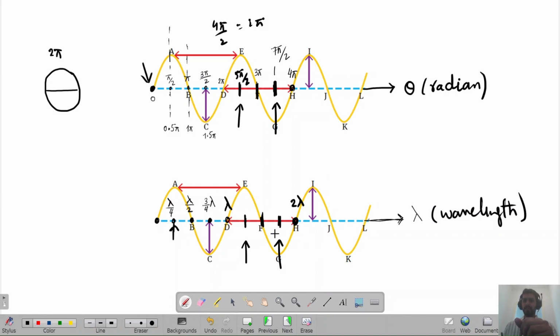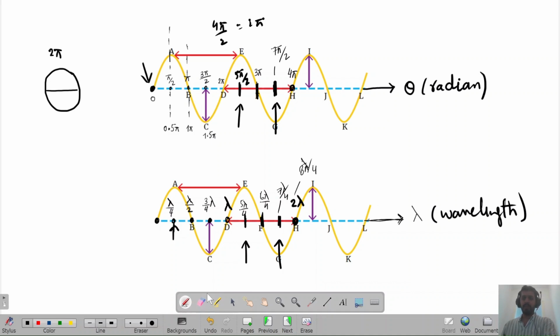Similarly here, the pattern for wavelength is lambda over 4. The next one must be 2 lambda over 4, but when you simplify it, you get lambda over 2. Then 3 lambda over 4, 4 lambda over 4, the 4's get cancelled, you get lambda. This point must be 5 lambda over 4. This must be 6 lambda over 4. This must be 7 lambda over 4, and this point must be 8 lambda over 4, which simplifies and gives you 2 lambda, right? So this is how you label these points.